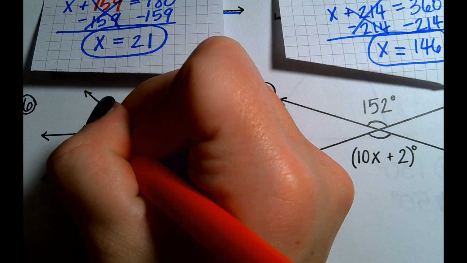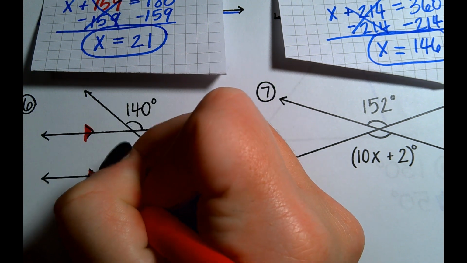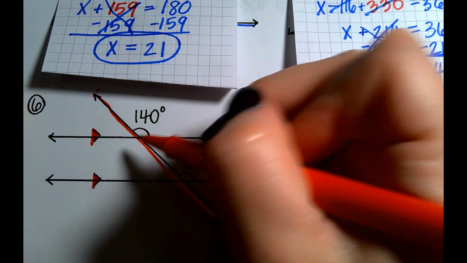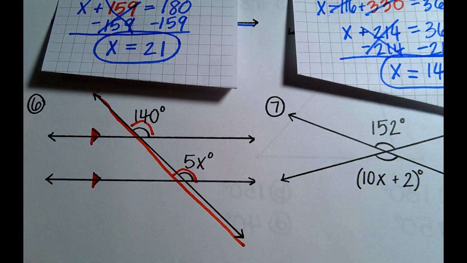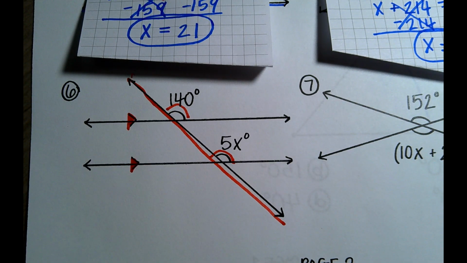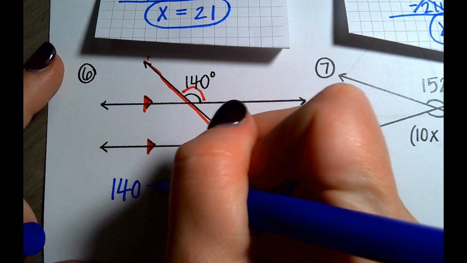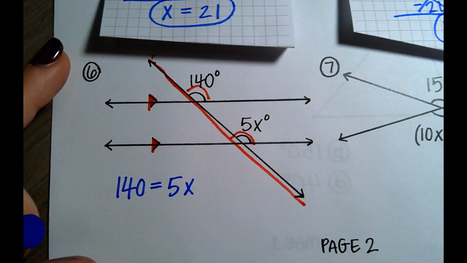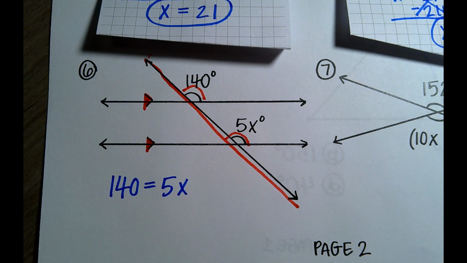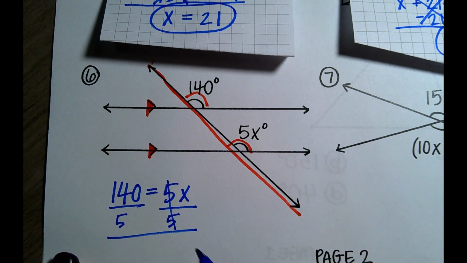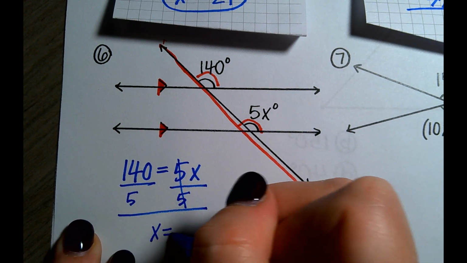We can also see that we have parallel lines right here and a transversal. And so these angles are in the same position. They're corresponding angles. So they're equal. 140 equals 5x. And how do I solve for x? Divide by 5, and that's it. Okay, and you should get x equals 28.